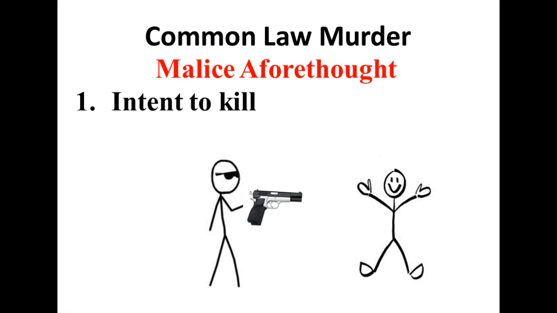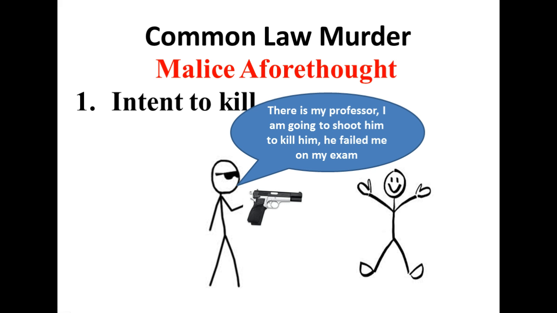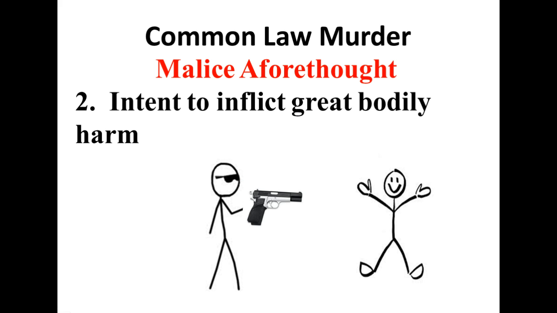Now again, I'm going to repeat it. Malice aforethought doesn't mean anything in and of itself. So the first one, pretty easy, straightforward, the intent to kill. The gun holder here says, "There is my professor. I'm going to shoot him to kill him. He failed me on my exam."